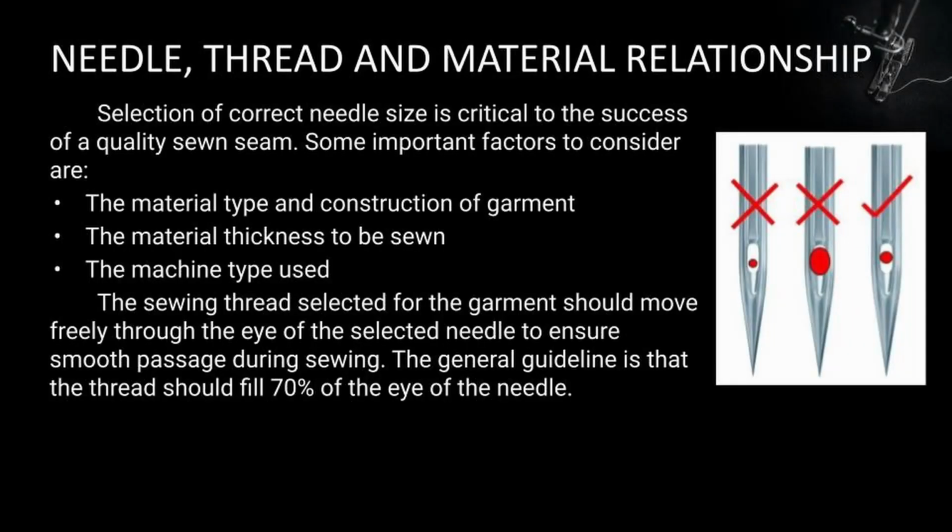Let's talk about needles, thread and the material relationship. Selection of correct needle size is critical to the success of the quality sewn seam. Some important factors to consider are the material type and construction of the garment, the material thickness to be sewn, the machine type used. The sewing thread selected for the garment should move freely through the eye of the selected needle to ensure a smooth passage during sewing. The general guideline is that the thread should fill 70% of the eye of the needle.